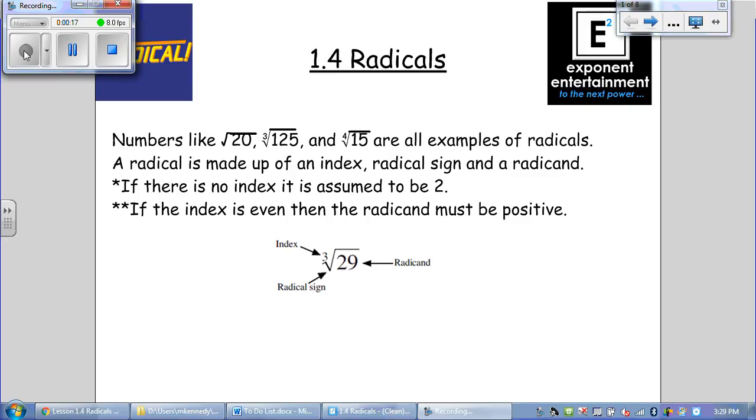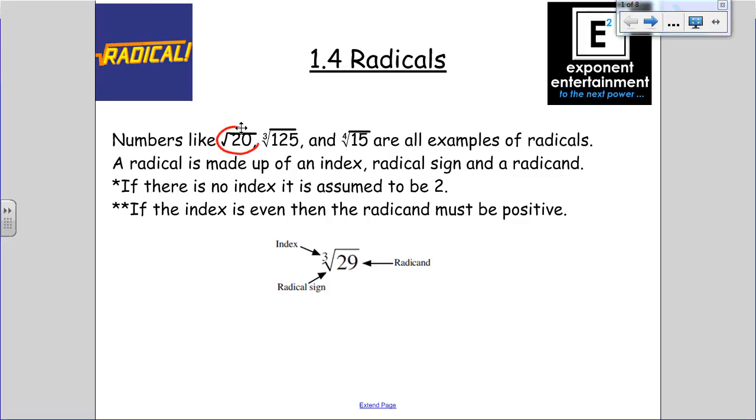A radical is anything that's underneath a root sign. So right here we have 3 perfect examples of radicals. And they're all considered radicals because they're underneath root signs. It doesn't matter what the little index is. It doesn't matter what anything is. As long as there's a root sign like this thing right here, we call that a radical.